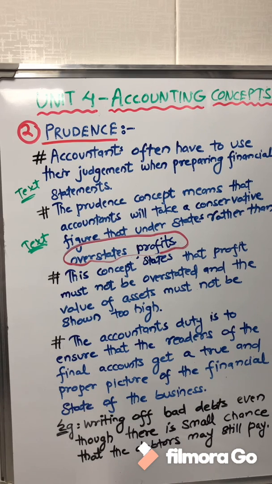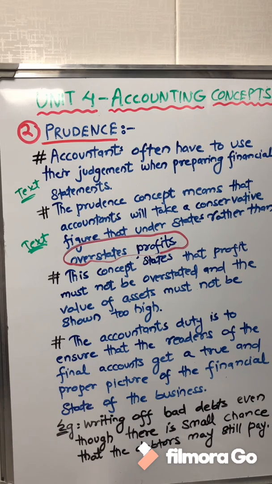Now, to make it easier for you, I wrote a few more things on this concept. This concept states that profit must not be overstated, and the value of assets must not be shown too high at the year end. So the accountant's duty is to ensure that the readers of the final accounts get a true and proper picture of the financial state of the business.